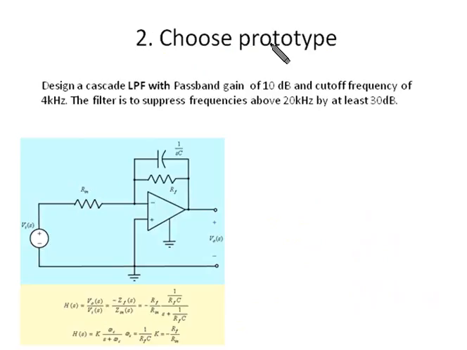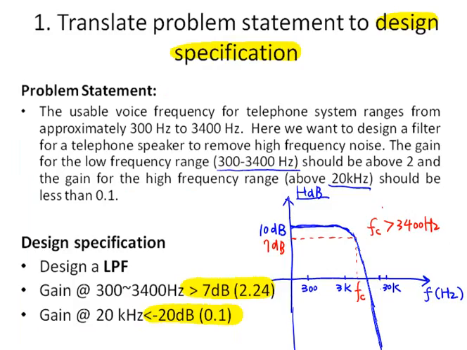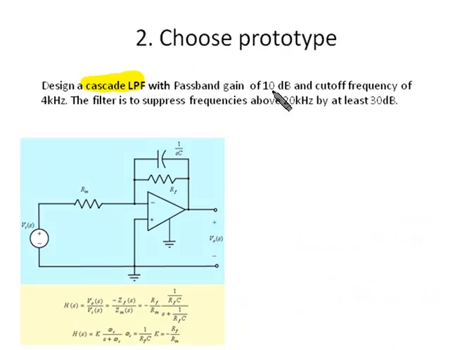So there are many low-pass filter prototype circuits available. In this tutorial, we will use cascaded identical low-pass filters. For the first order low-pass filter, we have shown the circuit here. So we want to cascade nth order identical filters. The passband gain should be 10 decibel, and we can set the cutoff frequency at 4 kilohertz. As we mentioned, we want to make it greater than 3.4 kilohertz. So here we can use 4 kilohertz as the cutoff frequency.